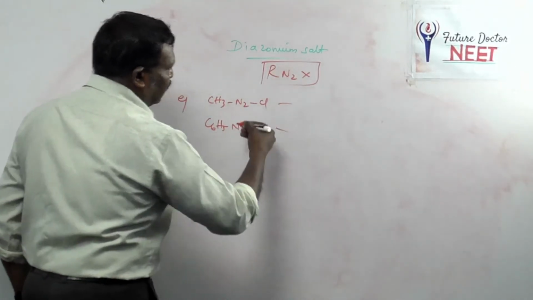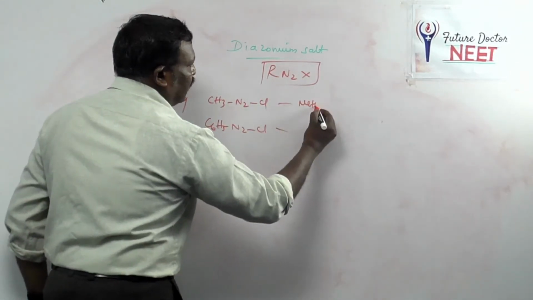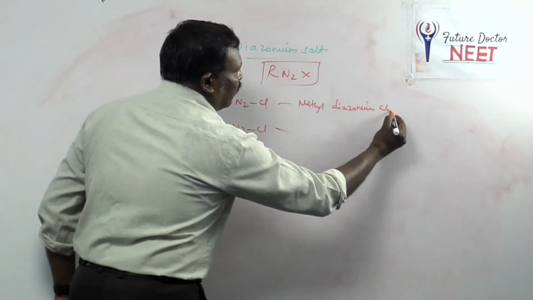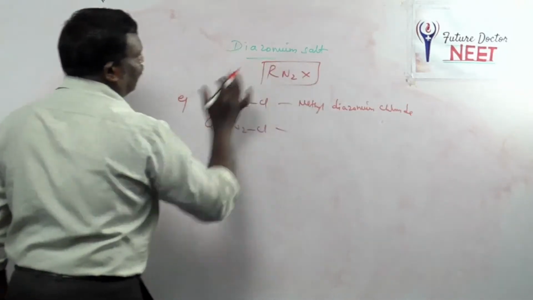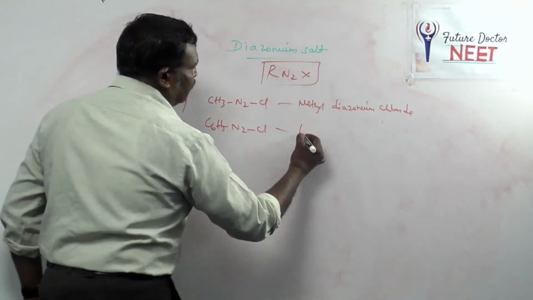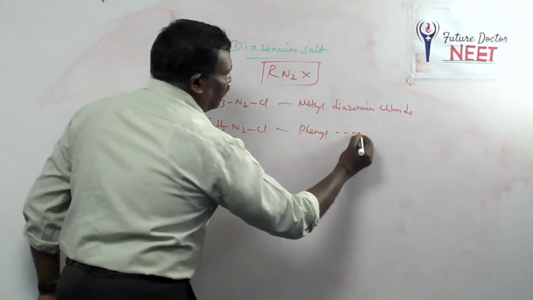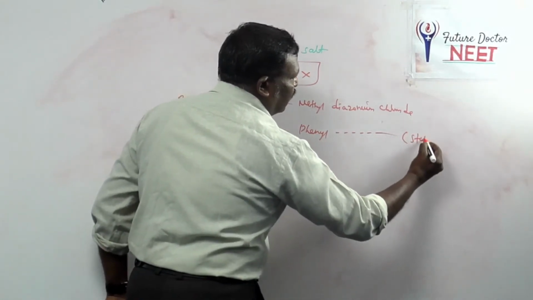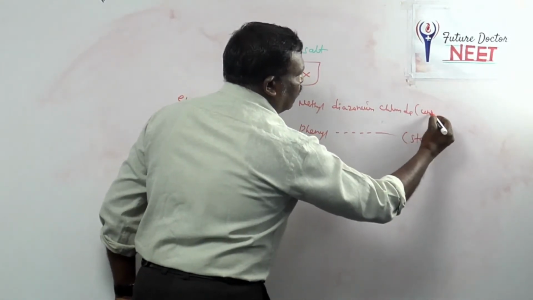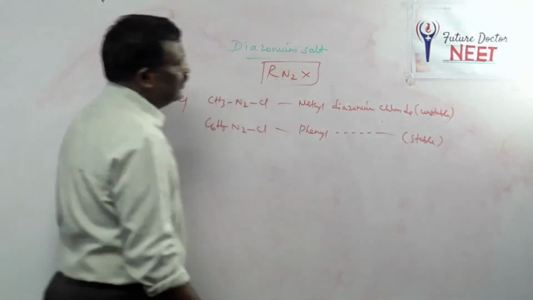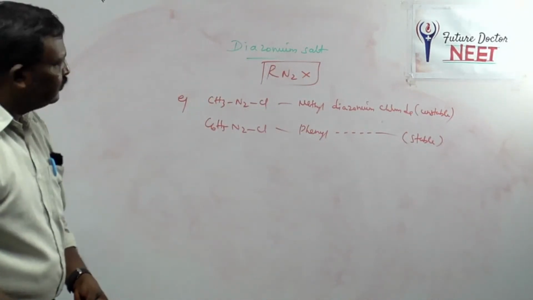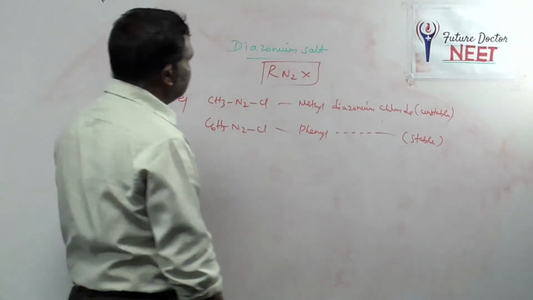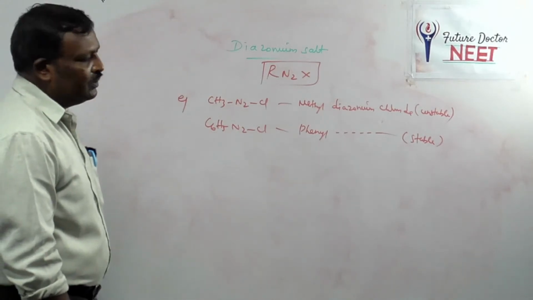It's just right, one by one. You know the name. Methyl N2 Cl is called methyl diazonium chloride. First you write the formula. This is the general formula. If you know this, nothing else is needed. This is called phenyl diazonium chloride. Among these, the aromatic one is always stable. The aliphatic one is always unstable. Remember this also. The stable compounds only we are going to prepare.